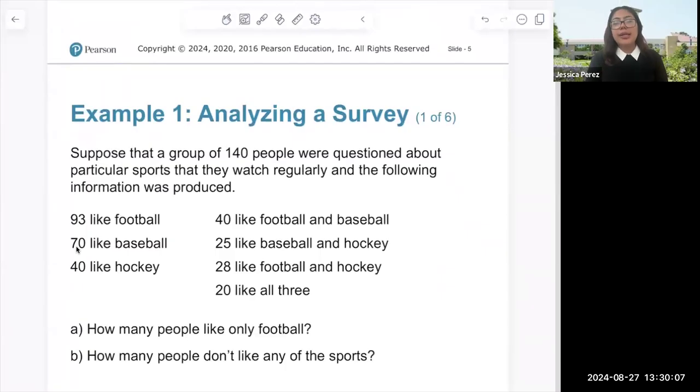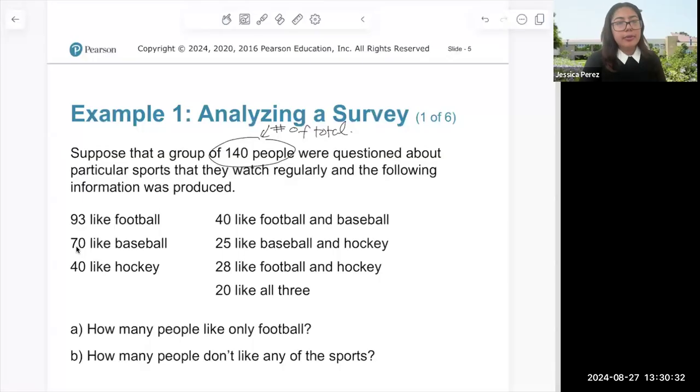This example analyzes a survey where you have a group of 140 people. So this is the total amount of people, your total number of people you surveyed. They had questions about particular sports that they watched regularly, and the following information was produced.